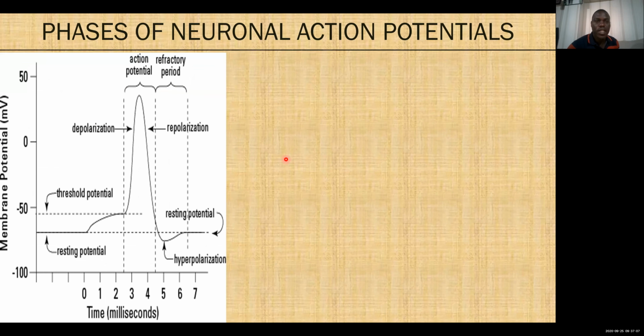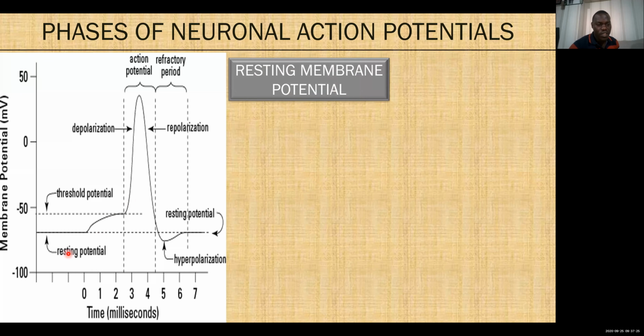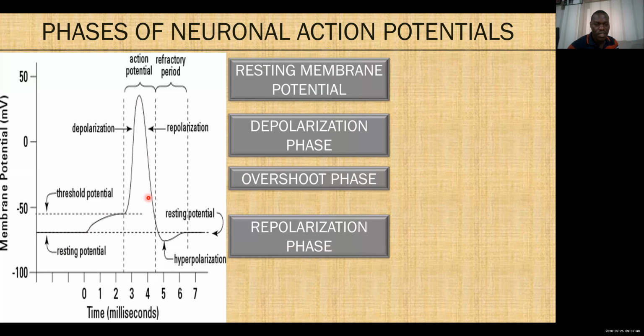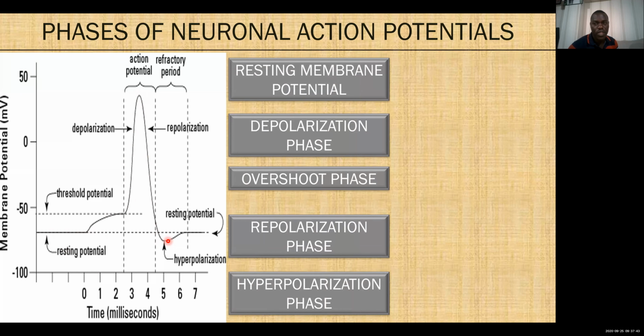So I hope you've discussed that we have multiple phases of neuronal action potential. This is the resting membrane potential. Then you have the depolarization phase. This is what we called the overshoot. This is the repolarization phase. And this is the hyperpolarization phase.